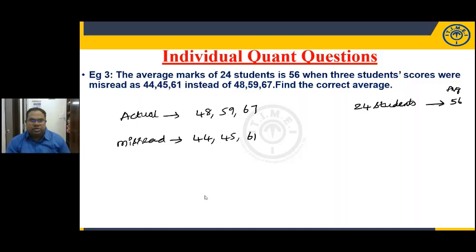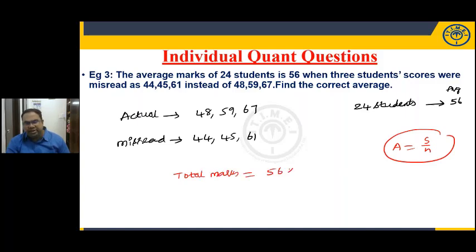See, don't do all this calculation, not required. What is average? Average is sum by n, sum of terms by number of terms. So I want the total marks. Total marks would be 56 average into 24 students, right? How much is 56 into 24? 4 sixes are 24, 20 plus 32 plus 2, 34, 1344.